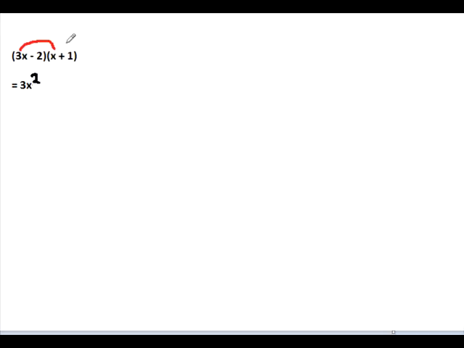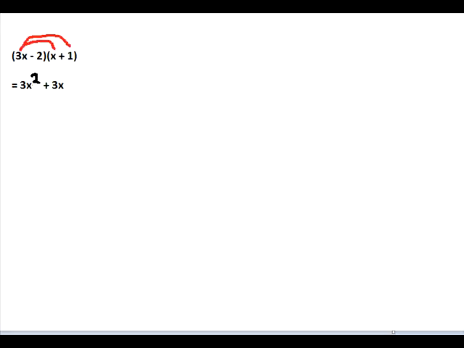Excuse my poor writing. Then what I'm going to do is multiply the 3x by the 1. So now the 3x hit both the x and the 1. And 3x times 1, of course, is just 3x. If you've taken a look now, I've multiplied the two things in the top.